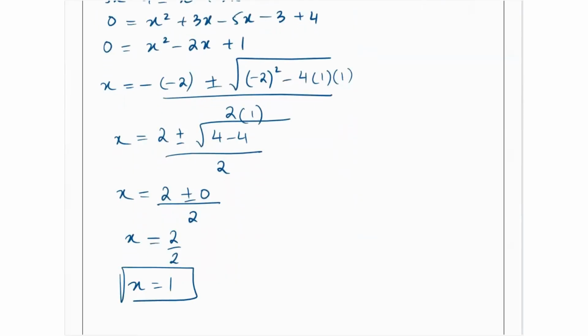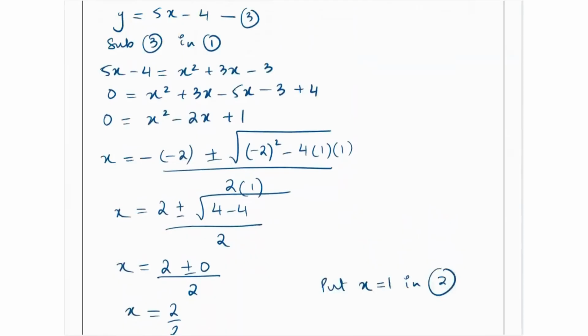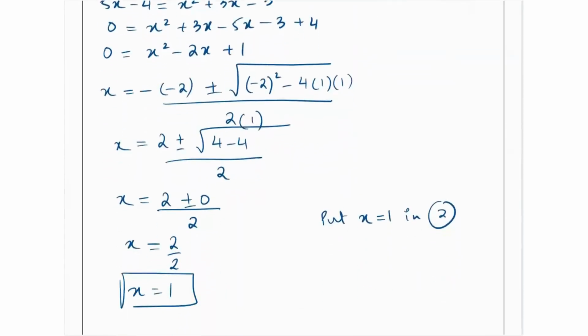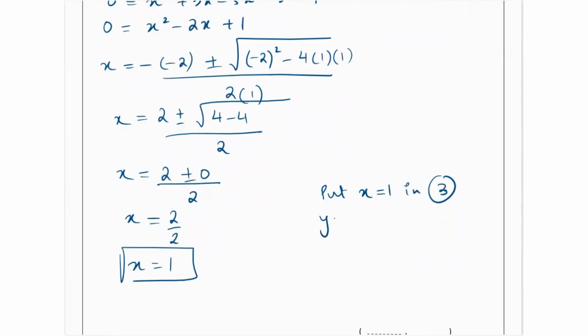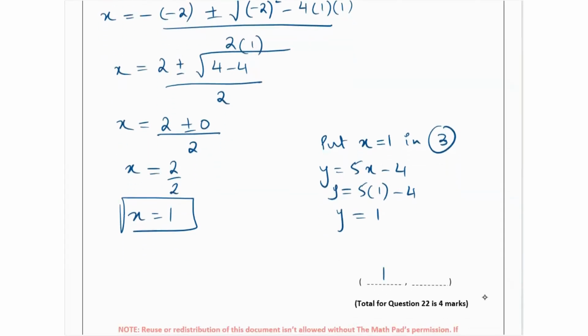And to find the corresponding y value, you put x equals 1 in your equation number 2. So that's y equals 5x minus 3. Sorry, third equation. So y equals 5x minus 4. So that's 5 times 1 minus 4, and that is 1. So your coordinates are (1, 1). And as you can see, there is no other point. So that clearly shows that it's only intersecting at one point, not two.